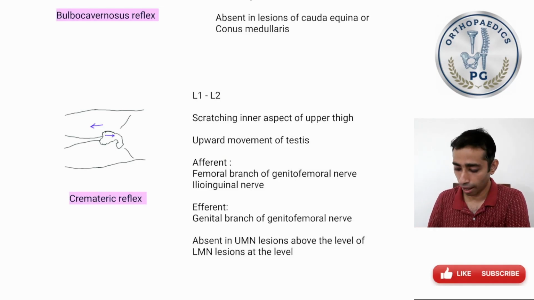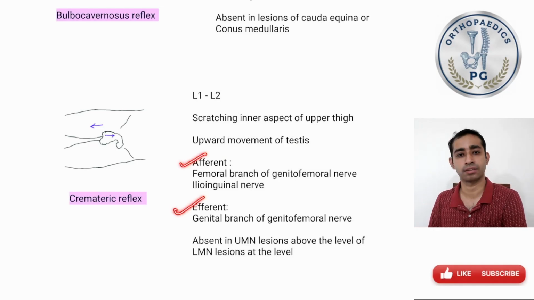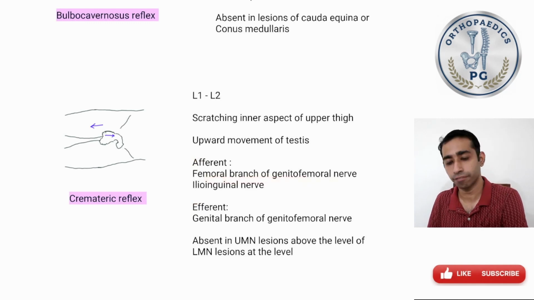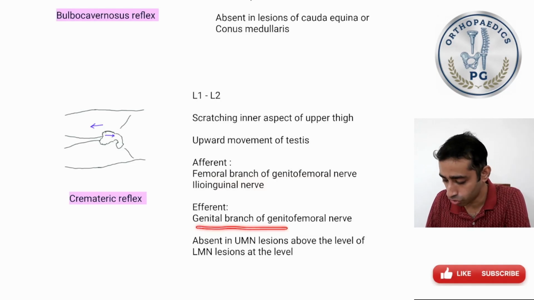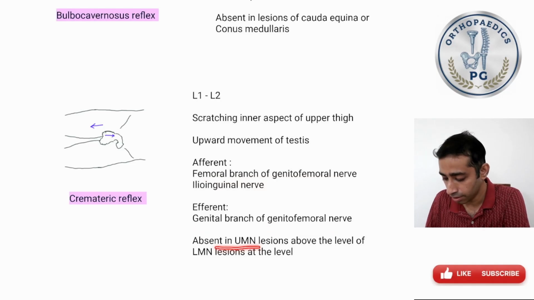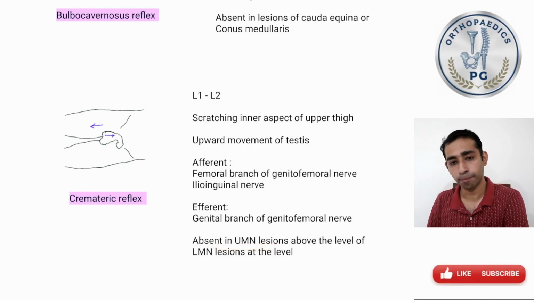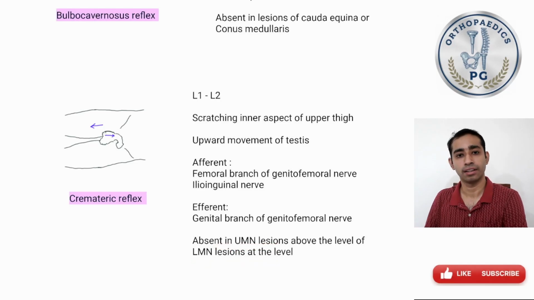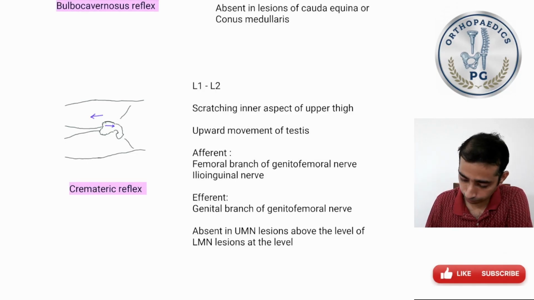Here, often the afferent and efferent limbs are asked. So the afferent limb is the femoral branch of the genitofemoral nerve and the ilioinguinal nerve, and the efferent limb is the genital branch of the genitofemoral nerve. This is again absent in upper motor neuron lesions above the level and lower motor neuron lesion at the level of L1, L2.